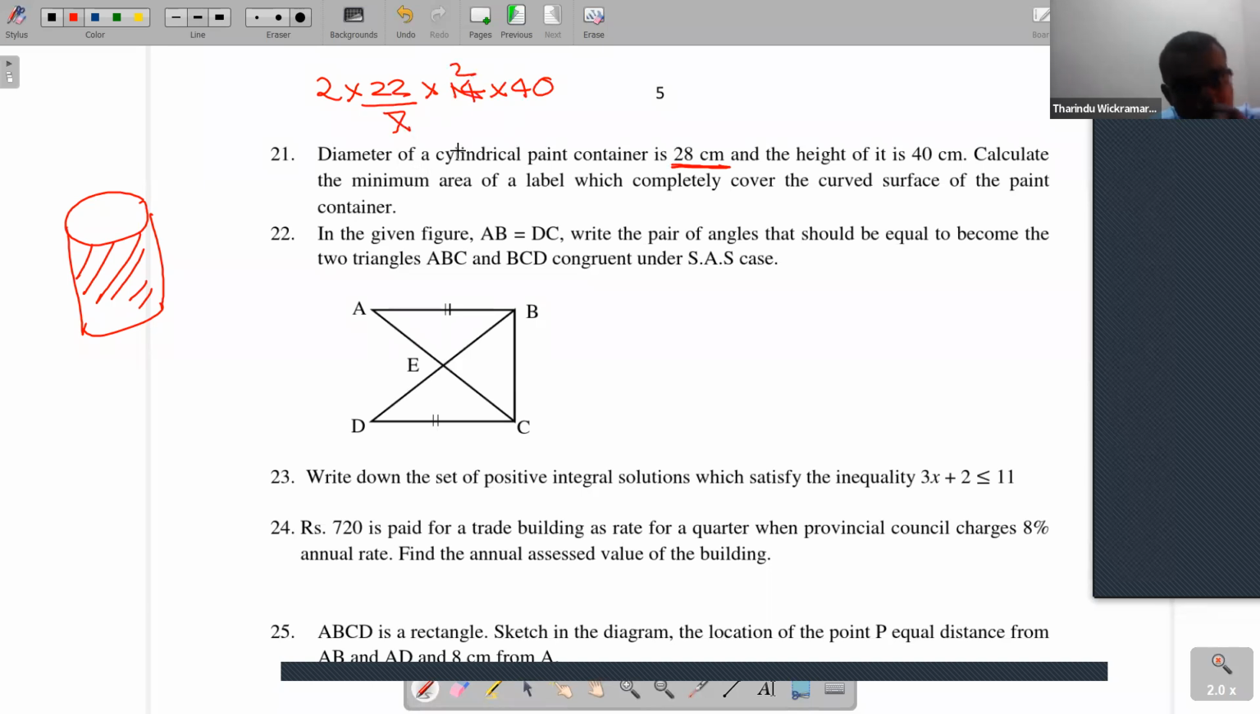This is 2. Then 40 into 2, 80. 80 into 2, 160. 22 means 320. So 3,520. Right. So you can start the next one.